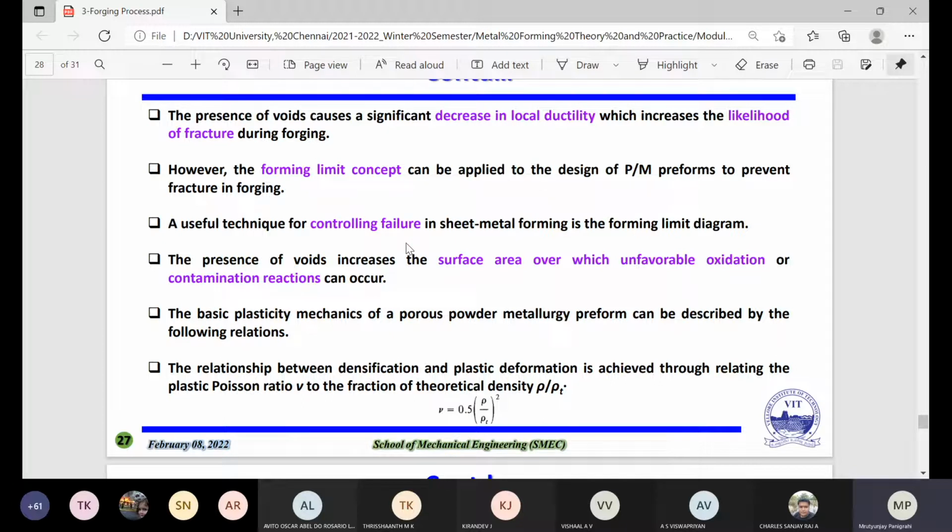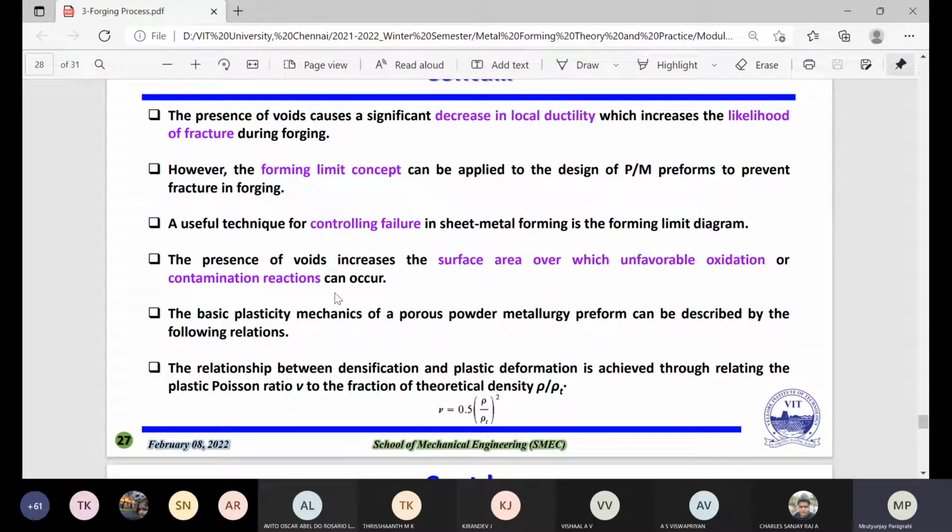That's why we recommend that every time you put in an argon atmosphere. If you put in argon instead of vacuum, the outside moisture cannot come inside. And the volatile impurities that are coming out will also go out with the argon outlet. Okay, so here also we are talking about the forming limit concept. That means you have to control the failure, because failure is the biggest factor here. But that one in detail we will talk about in sheet metal forming. Okay, so there is a limit diagram, we will discuss that.